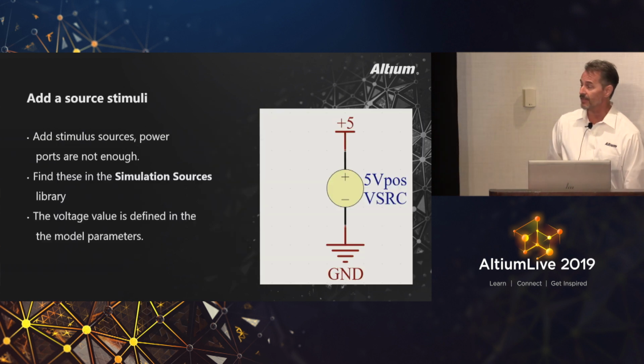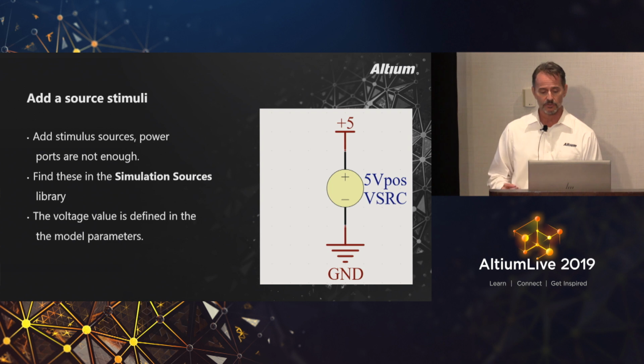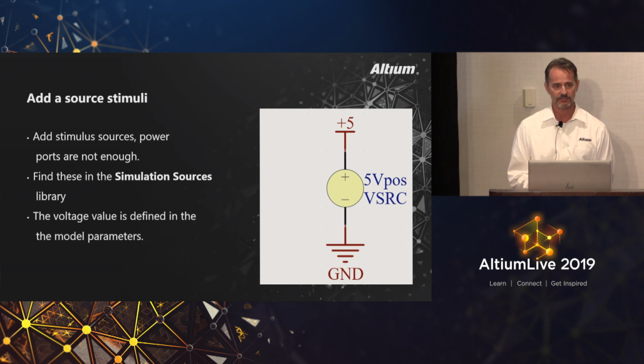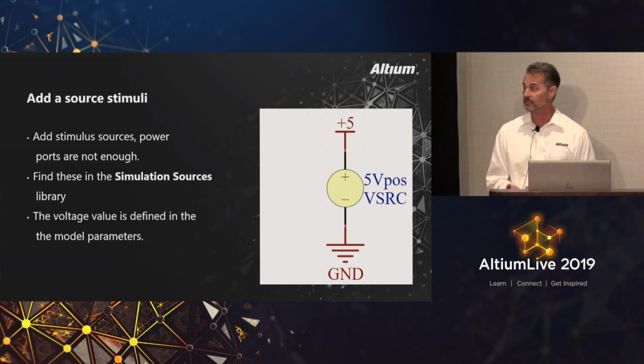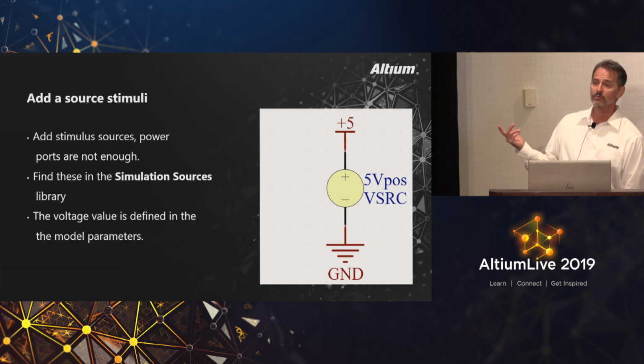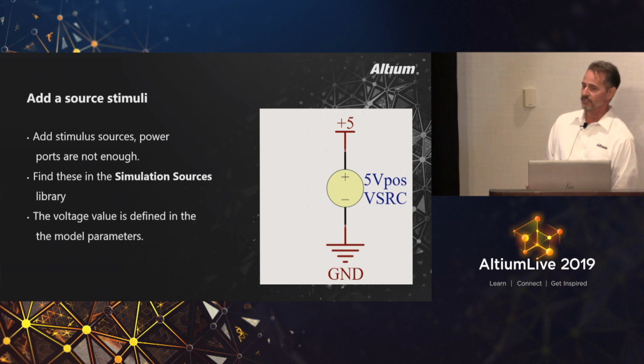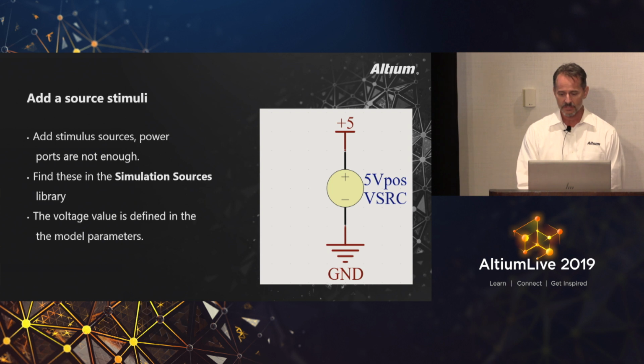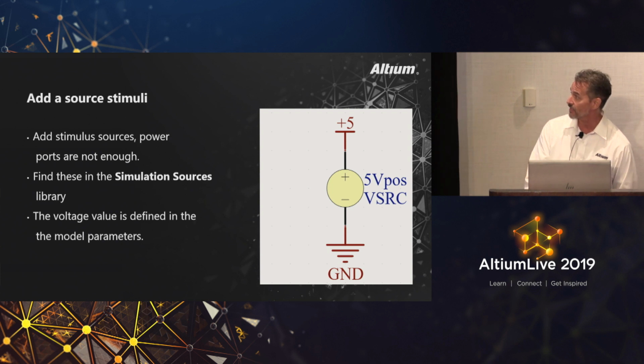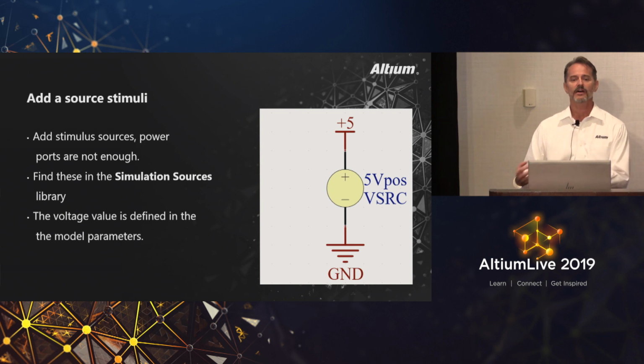As well as simulation sources, you need some sort of stimulus in your design. There's a number of sources available. Just using a power port won't apply a voltage value. You need to assign a voltage source, and we'll look at how to get those configured. You can assign the value in the component itself, but that really comes from the model, and we'll see how the model parameter works in the component.